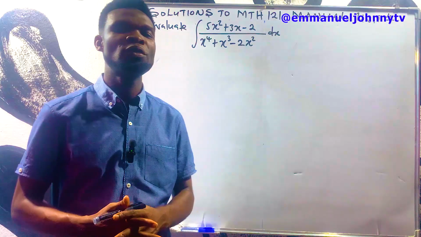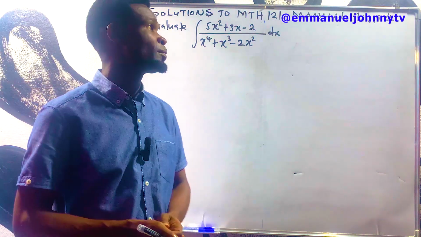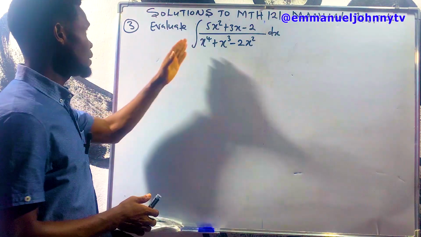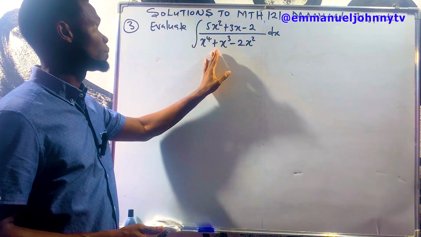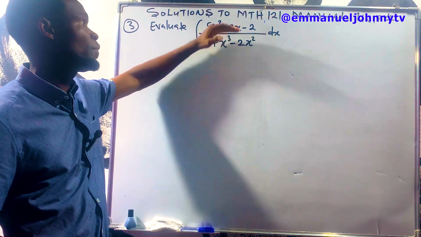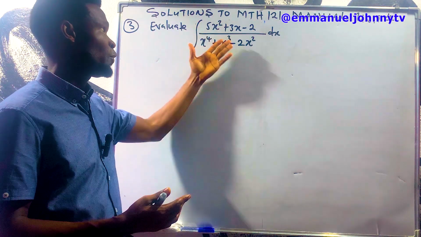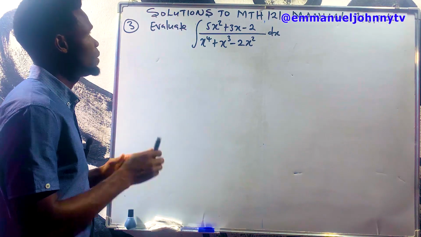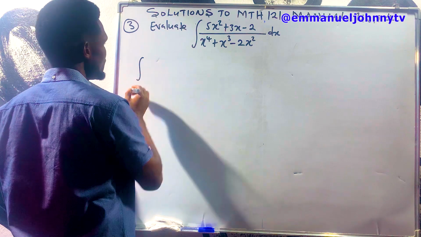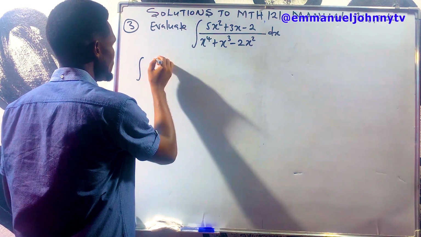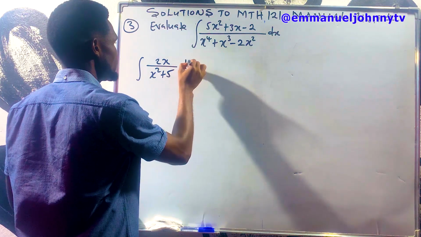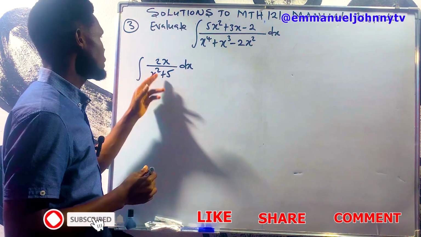All right, so let's look at question number 3 in the same exercise 4. Now this is integration of a rational function, that is to say it is in fraction form. So in integrating this type of function, let's say for instance you are integrating something like the integral of 2x all over x squared plus 5 dx.